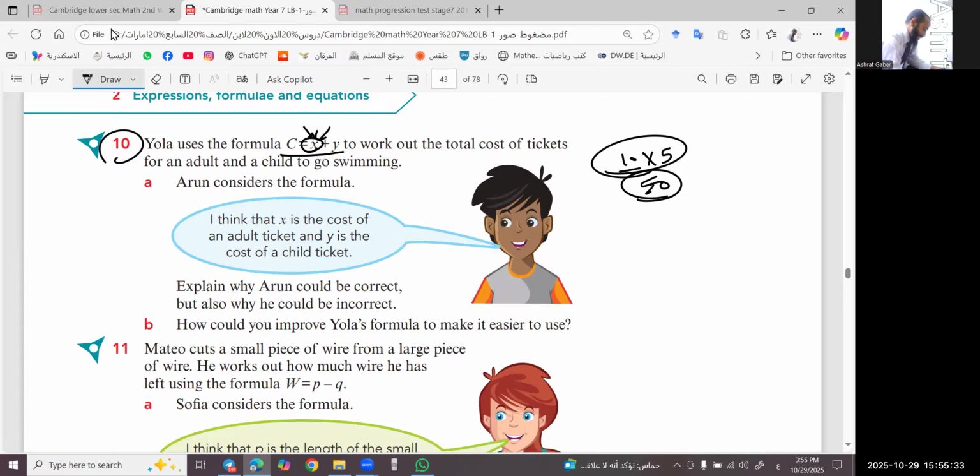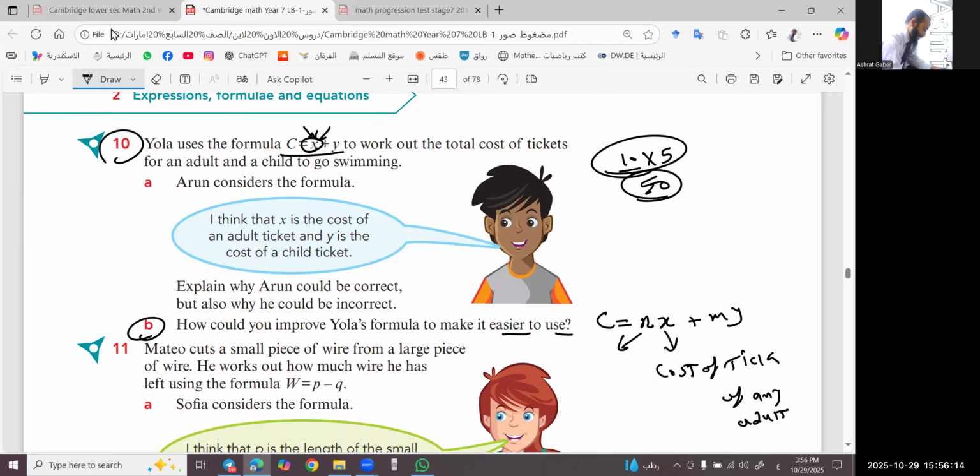So let's move on to part B. How could you improve Yalla's formula to make it easier to use? I think the cost equals, sorry, not 5x, nx plus, for example, my. And x is the cost of a ticket of any adult.